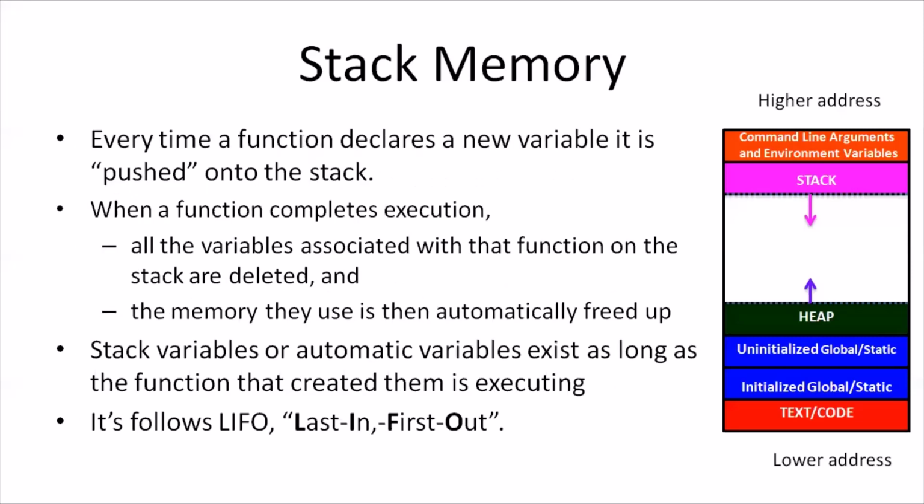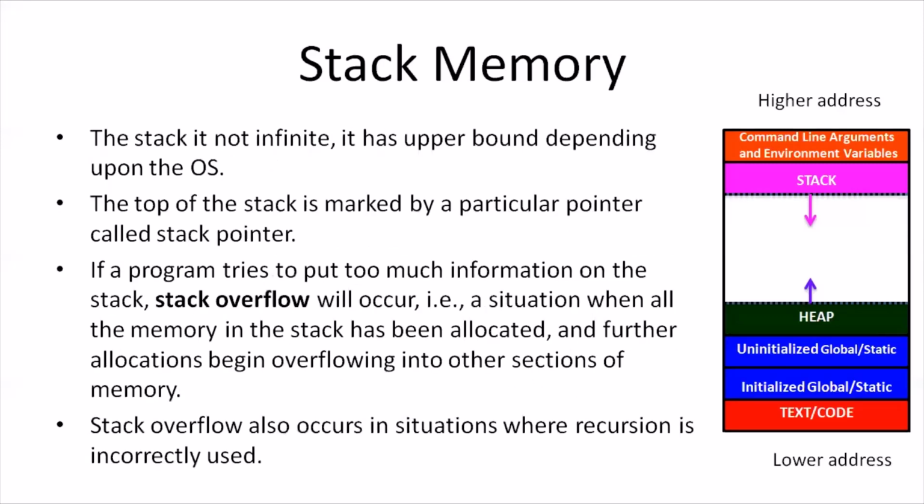Stack variables or automatic variables exist as long as the function that created them is executing. Every time a function declares a new variable, it is pushed onto the stack. Once the function completes execution, its corresponding frame is popped from the stack. It follows last in first out order. So the frame executed last is popped out of the stack first.